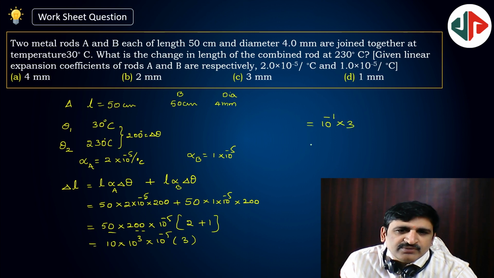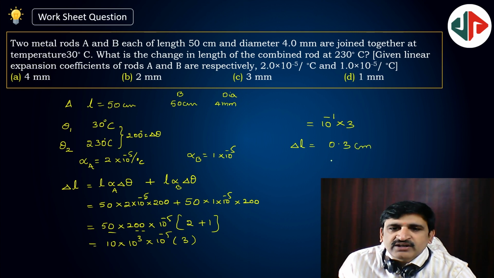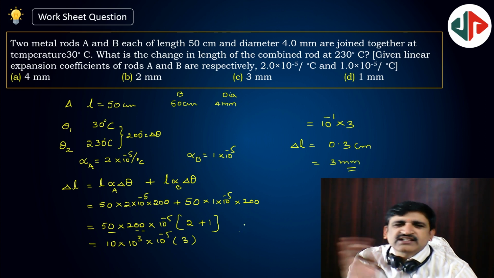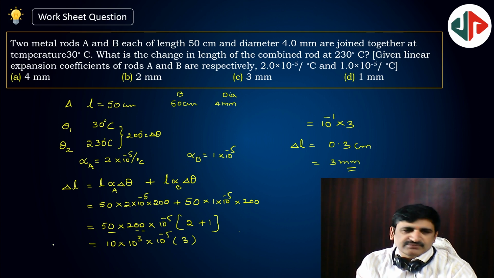So it will be how much? Delta L is equal to 0.3 centimeter. 0.3 centimeter means just 3 mm. So the answer is C. Individual expansions you have to take and add up. I will write it here once again for you: delta L of A plus delta L of B. You need to take them individually and add. Hope you understood. Next.